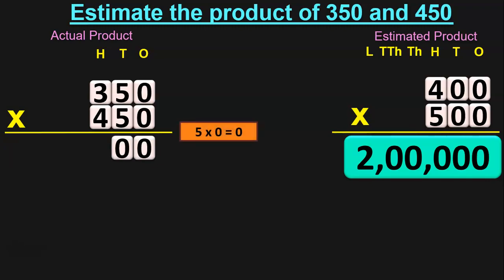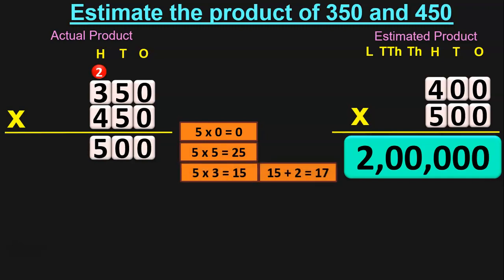Next 5 into 0 is 0. 5 into 5 is 25. 5 carry over 2. 5 threes are 15. 15 plus 2 is 17. So 7 in the thousands place and 1 will move to the 10,000s place.